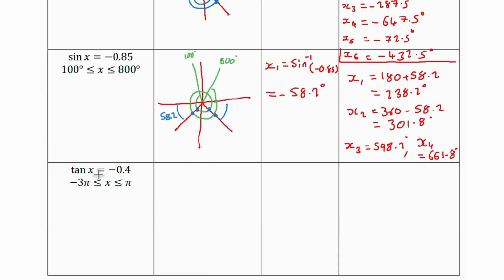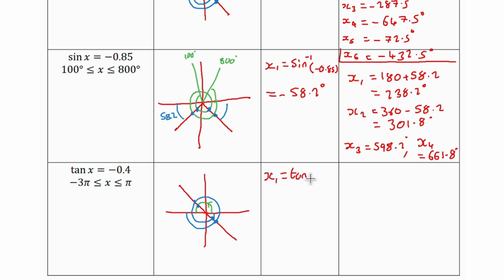And finally, tan of x equals minus 0.4, where tan is negative in quadrants 2 and 4. And we are in radians, so make sure we set ourselves into radians. And between minus 3 pi and pi, so pi is going half a cycle this way, and minus 3 pi is going back pi, back 2 pi, back 3 pi, which gives us 1, 2, 3, 4 solutions in total.